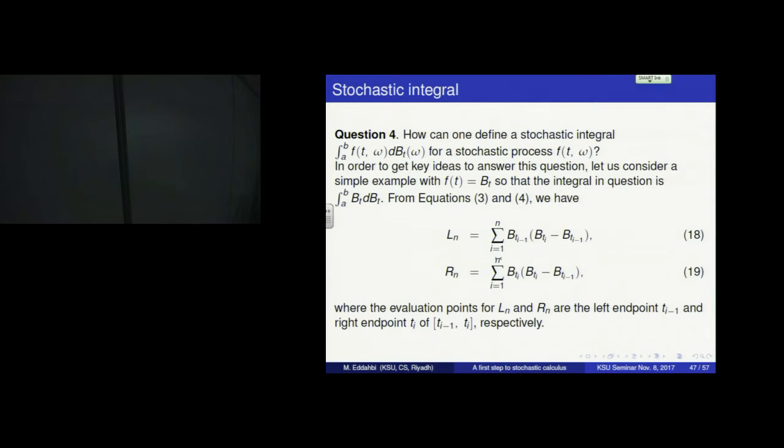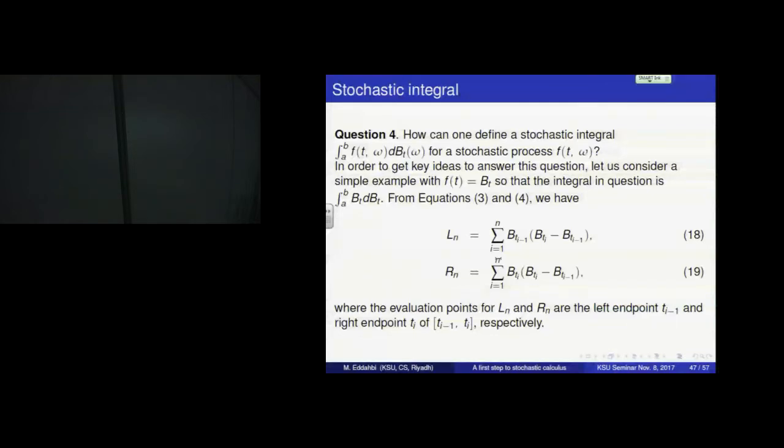Now let's go back to what I defined at the beginning, this summation Ln and Rn. This is the left-hand point of the interval, and this is the right point of the interval. This is a discrete summation. Now this is random and this is random. Before, we defined this for deterministic functions, and it was okay. Whatever endpoint you take doesn't matter. But now for the stochastic integral, it is important. And we will see how this is important.